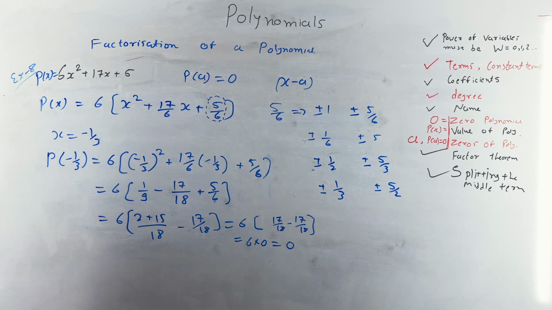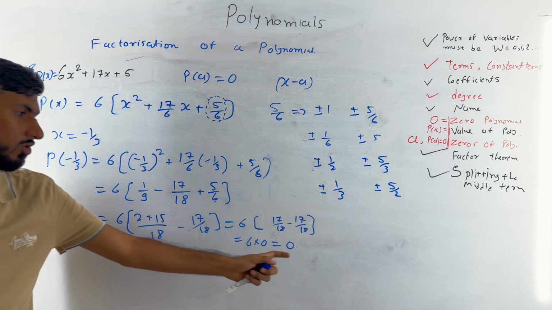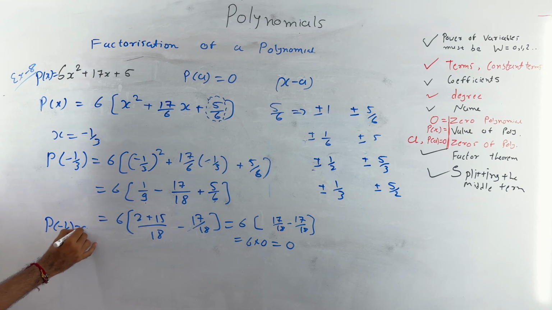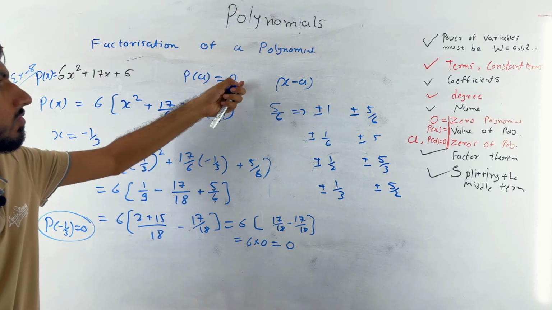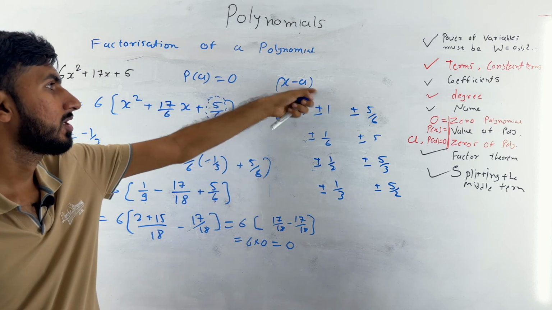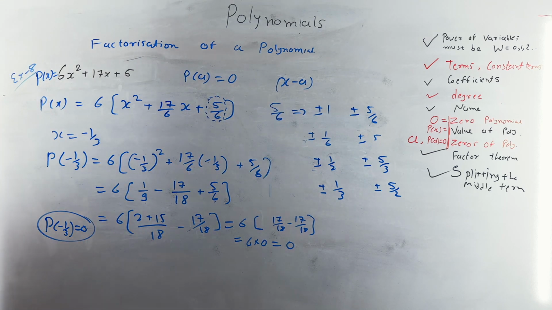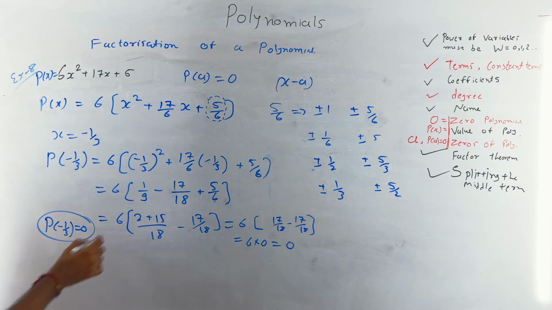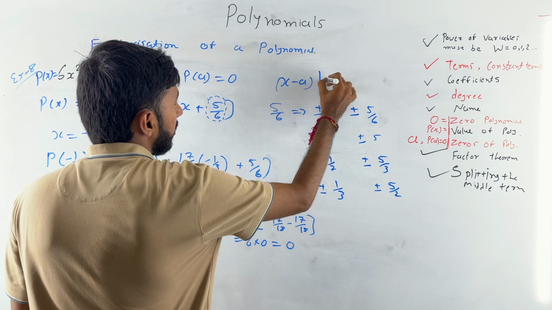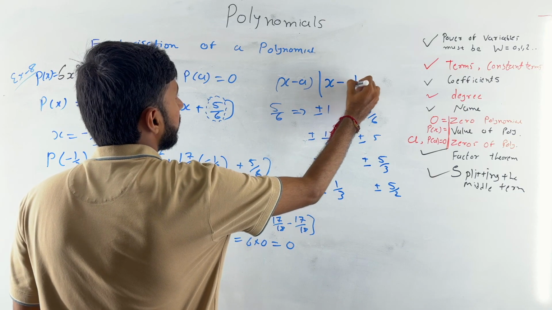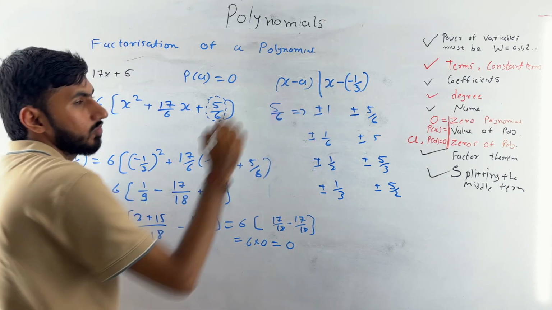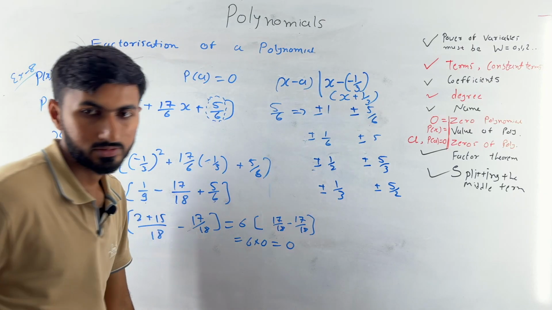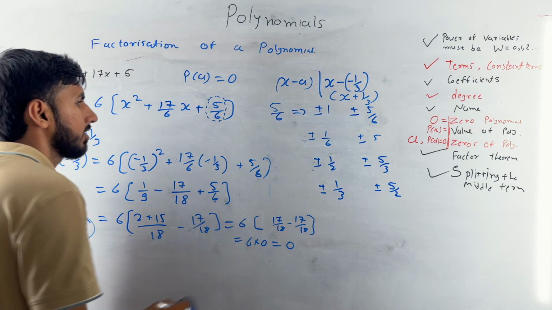So I got P of minus 1 by 3 is equal to 0, right? P of A is equal to 0. That means I can say x minus A is a factor for this. And what is x minus A? Here I have x minus A equal to x minus (minus 1 by 3), because I got A equal to minus 1 by 3. So I can say x plus 1 by 3 is a factor for this polynomial, right?